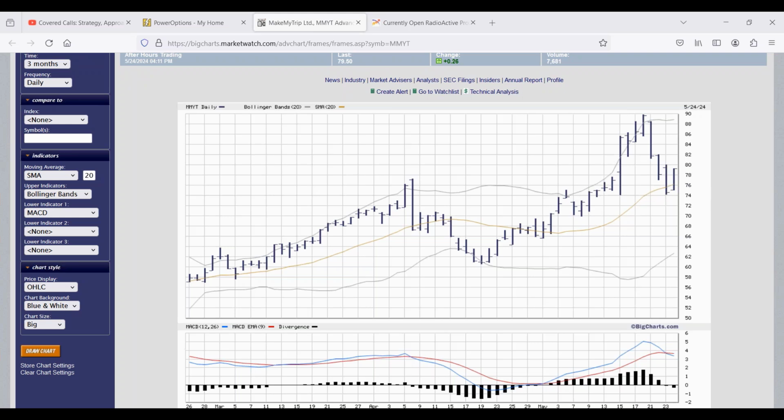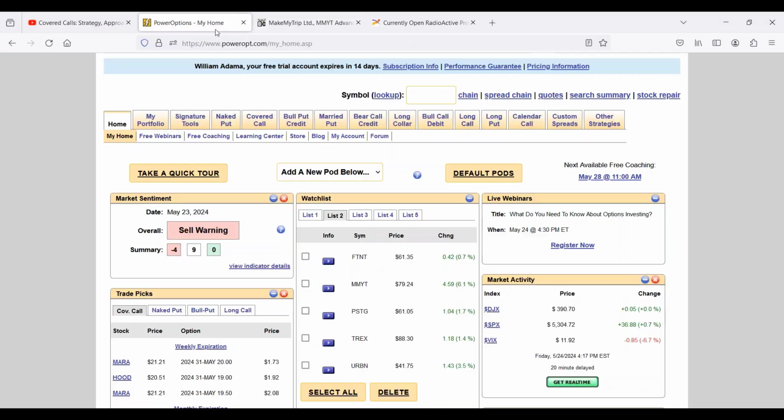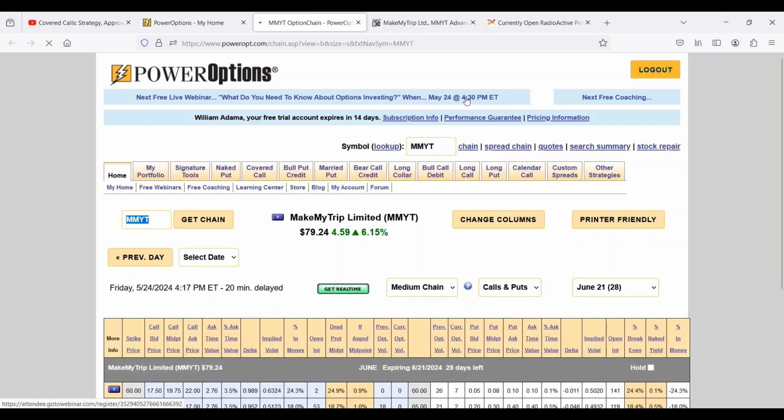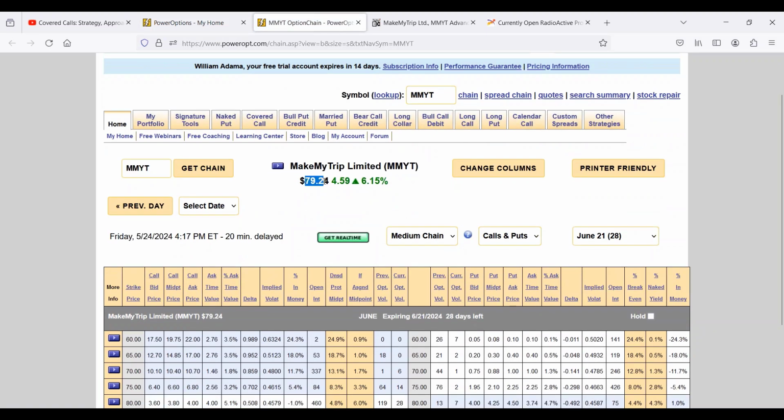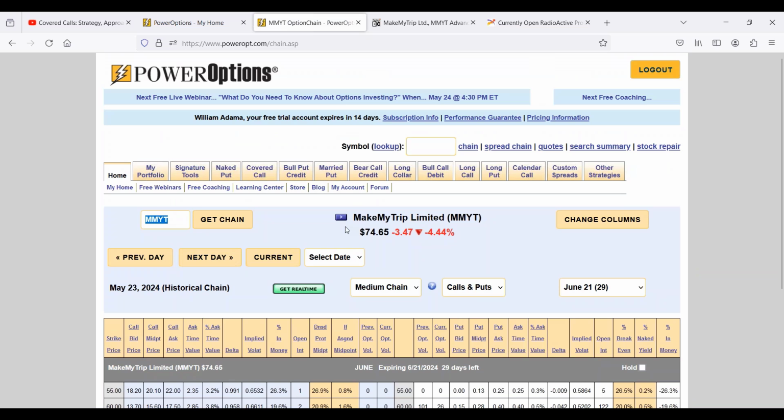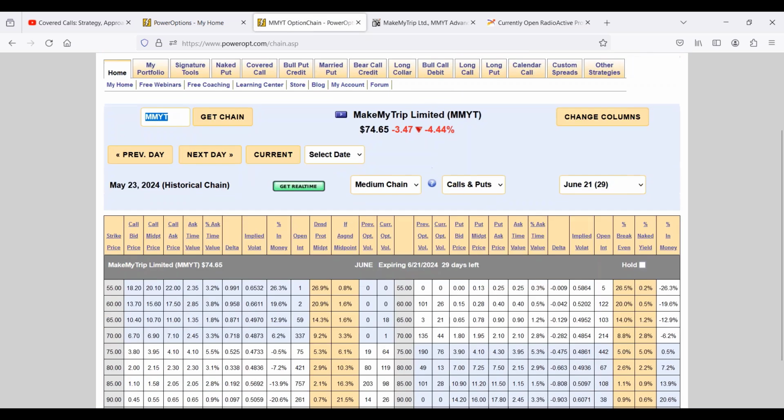We'll take a look at the PowerOptions historical chain for MMYT. So we'll just type in MMYT up here at the top. I'm going to click on chain. Now we see we're at 79.24, as I mentioned, close to 80. But let's go back to the previous day. We're at 74.65. Fantastic, that was the close. So let's use that price. So we bought 100 shares of MMYT at 74.65.